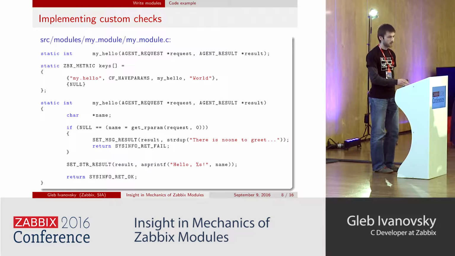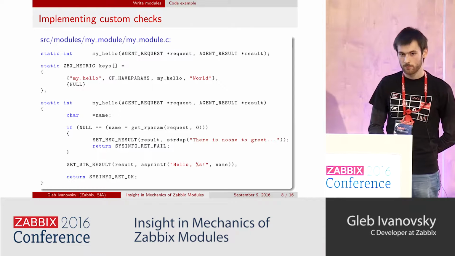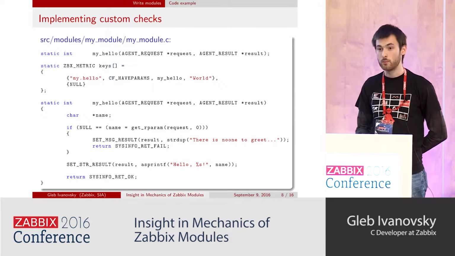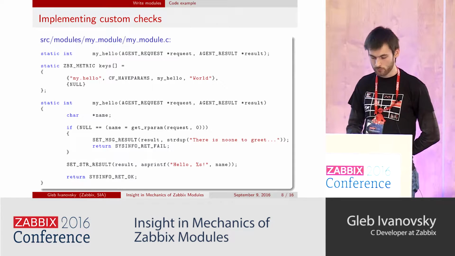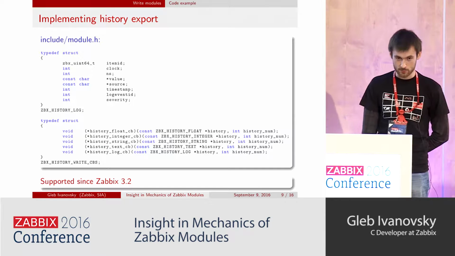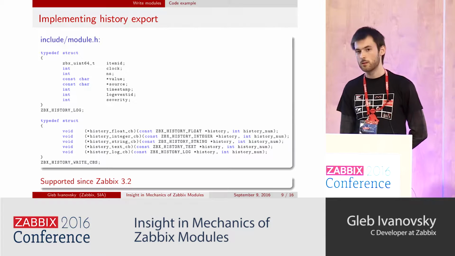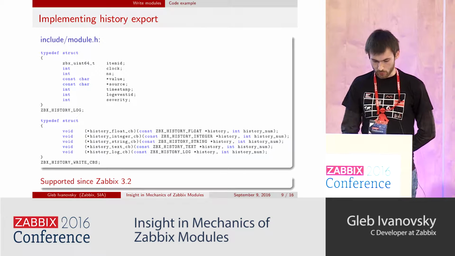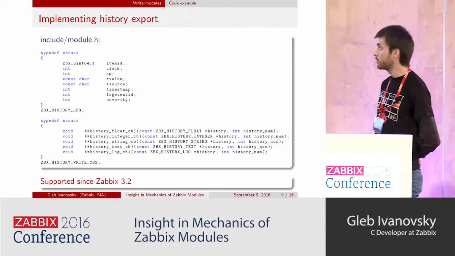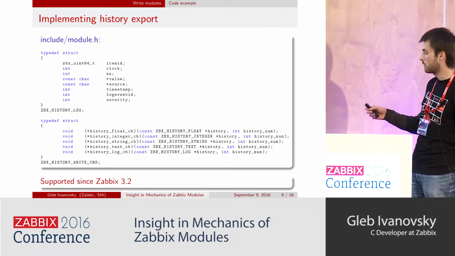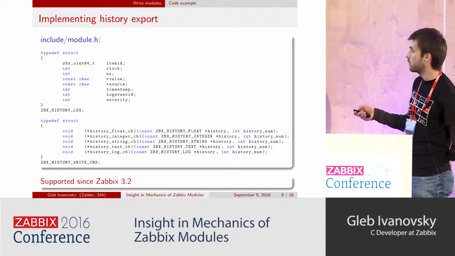Okay, and this was implemented in Zabbix version 2.2. In 3.2, we have extension of module functionality. Now modules can export history data and replicate history tables from Zabbix database somewhere else. What do we need from the module to do it? There are several structures. I showed just one.